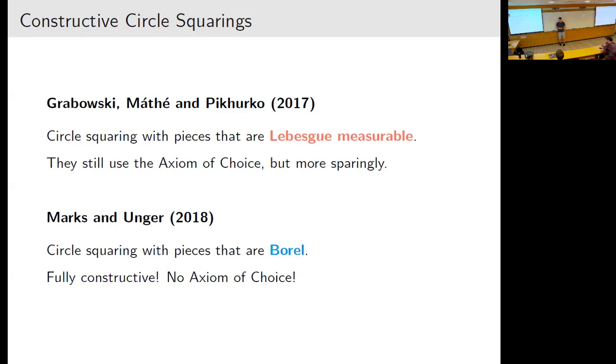Within a year, this was improved to the remarkable result of Marks and Unger, which says that you can actually take the pieces to be Borel. I don't know how much measure theory people are familiar with, but Borel sets are measurable, and they're even nicer than Lebesgue measurable sets. It's at least 10 to the 50 pieces, but maybe 10 to the 100 or something. There's no improvement on that side, and it possibly gets worse.